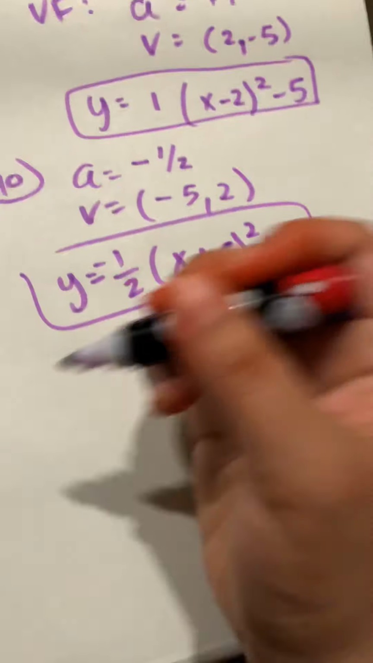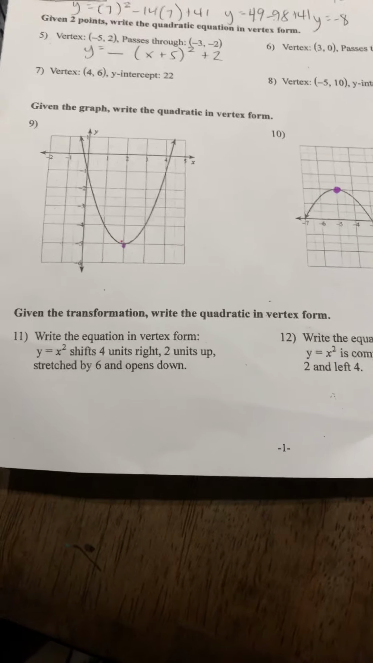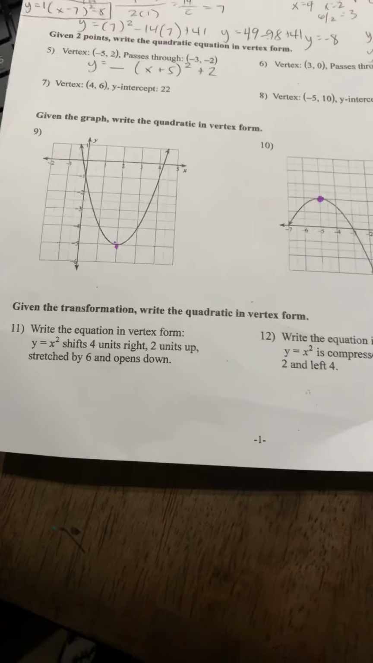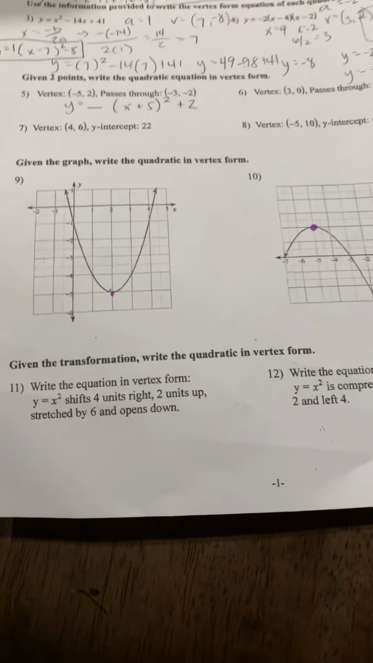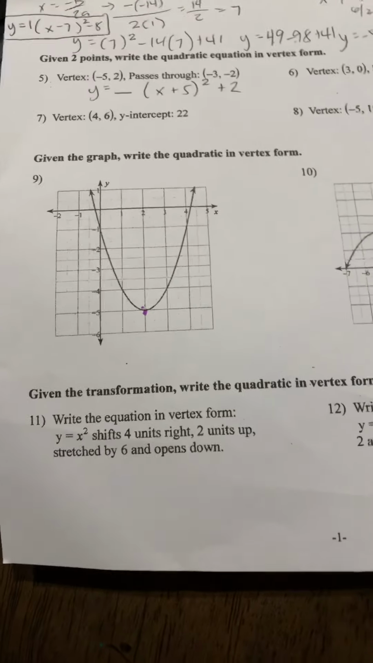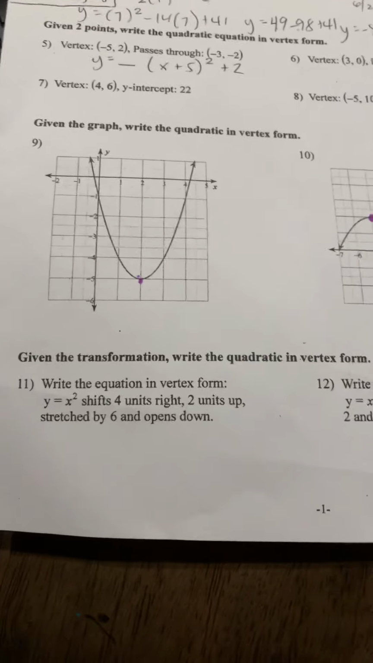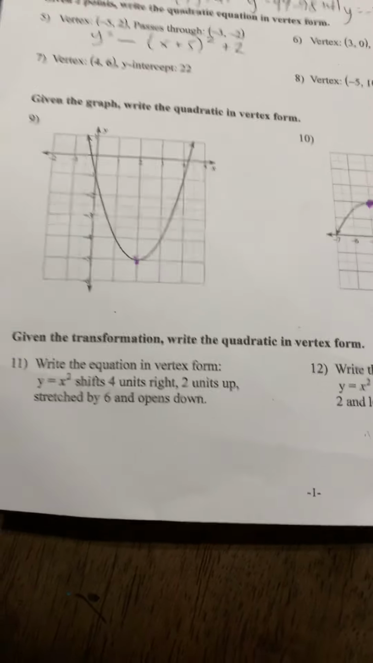All right, let's look at 11 and 12. Hopefully 11 and 12 are really easy too. So 11 and 12, it's saying given the transformation, write the quadratic in vertex form. So remember, this is like going backwards. When we did key features, I would have you guys write out the transformation, which is how the graph changed compared to the parent graph. And so now you're going to go backwards, and you're going to write it in vertex form.